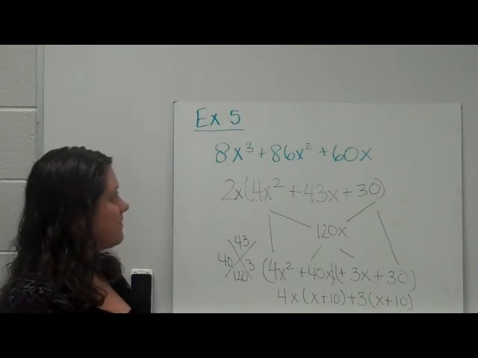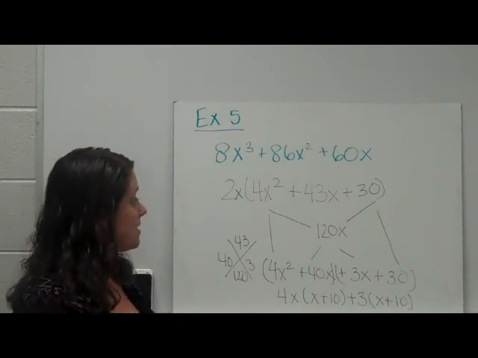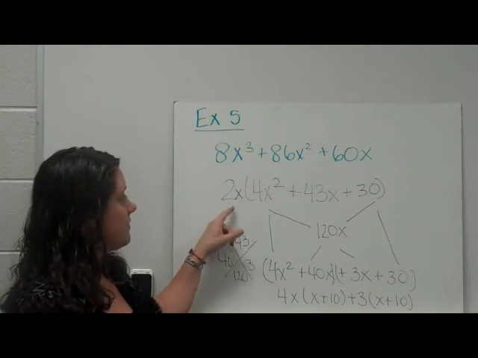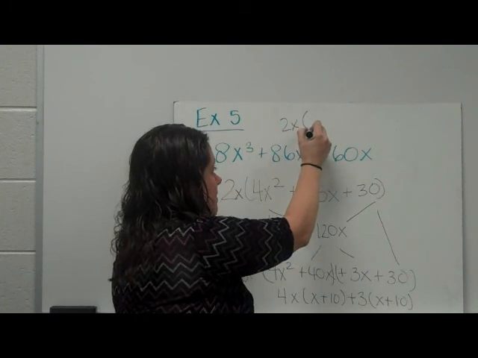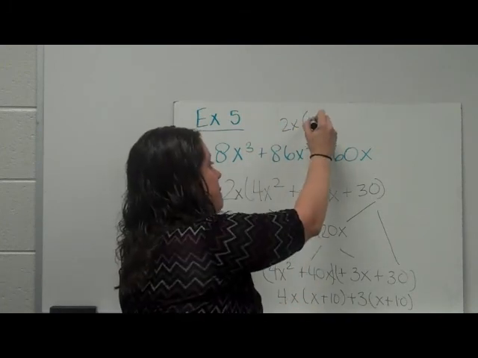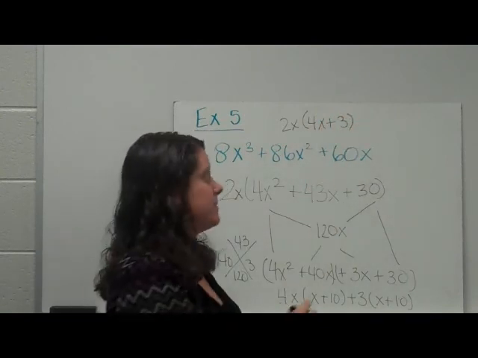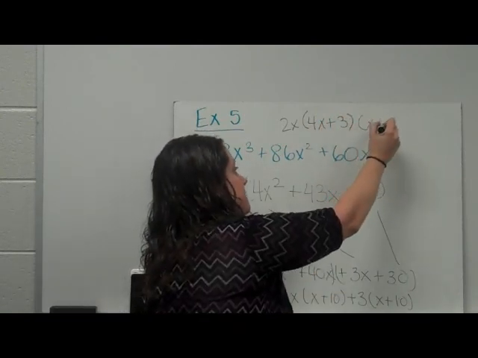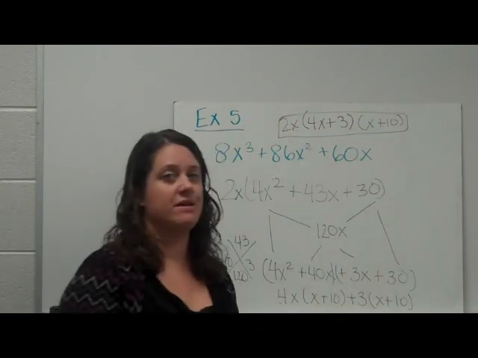Okay, now when I write my final answer, which I'm going to have to write at the top because I ran out of space, don't forget that you took out a GCF in the beginning. So it's going to be 2x out front. Then one of my factors is 4x plus 3, and my other factor is x plus 10. There is my final answer.